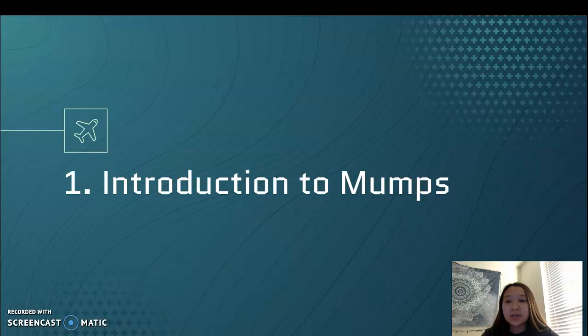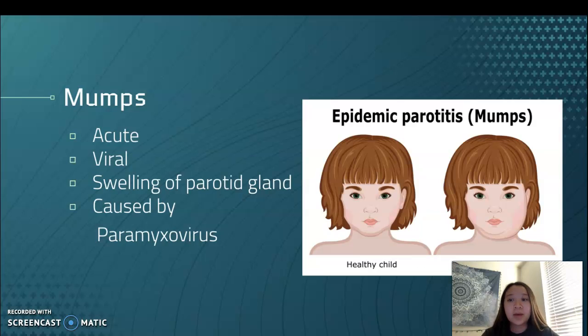So just a short overview of mumps. Mumps is an acute viral illness that causes the swelling of the parotid gland, as seen here compared to this healthy child, and it's caused by the paramyxovirus.